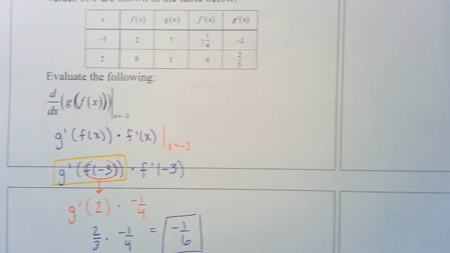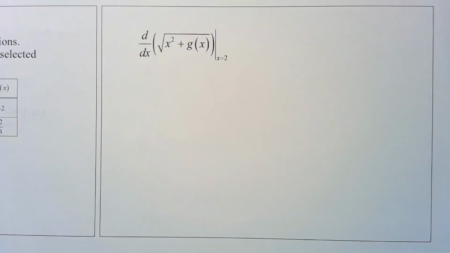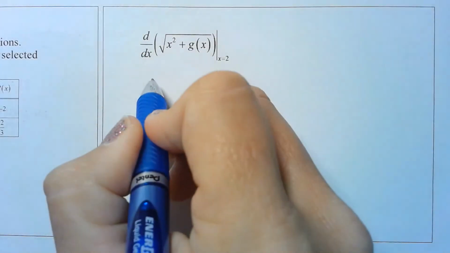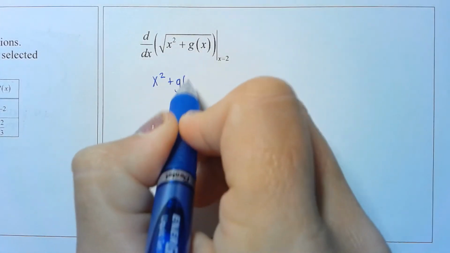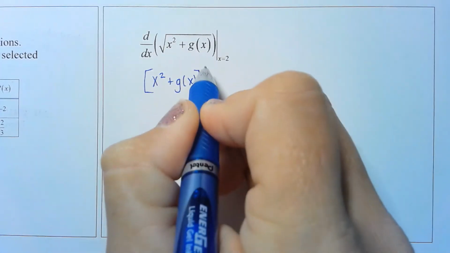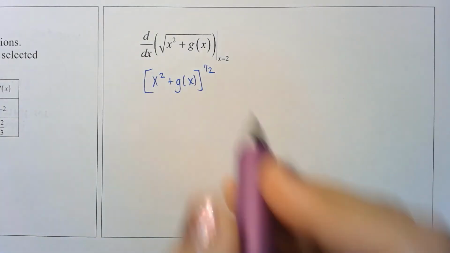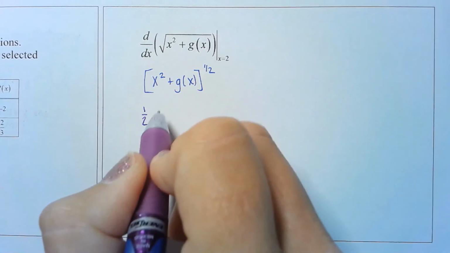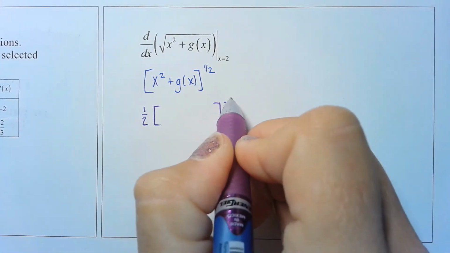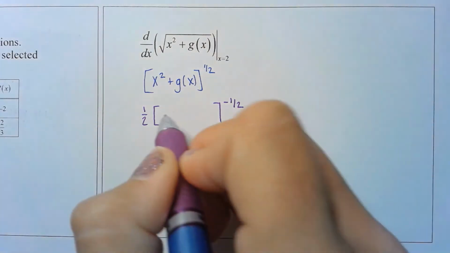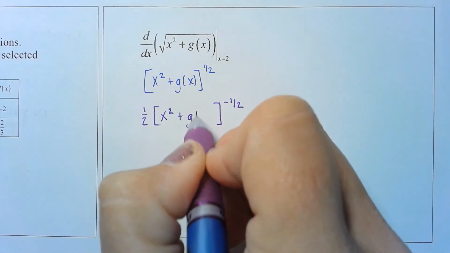All right, let's take a look at the last one here. Take the derivative of this lovely function when x equals 2. All right, so let's start with the derivative. I've got x squared plus g of x, all of that to the 1/2. So the chain rule says bring that 1/2 down in front, subtract 1 from the exponent. The inside stays the same.